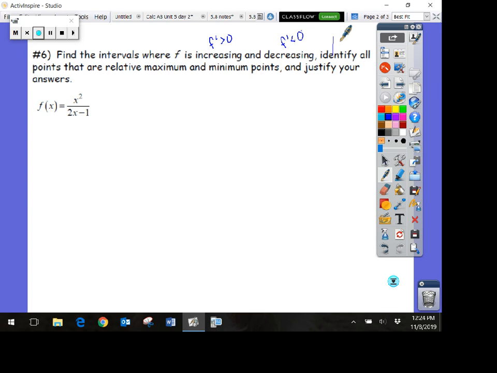Now, with a problem like this, you also always have to take into account your domains, because this problem is a fraction. Ratios, fractions, you can't have a 0 in the denominator. So when we do our sign chart in a minute, we also have to remember that x cannot be 1/2, because that's going to make that particular function undefined.